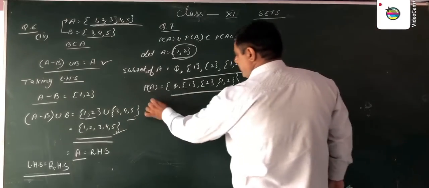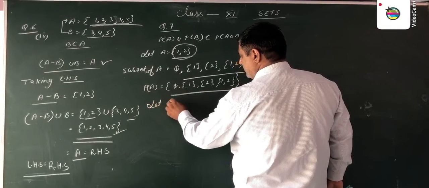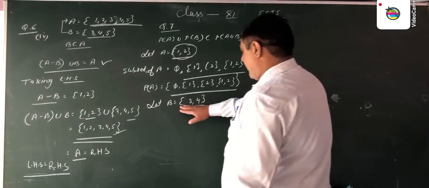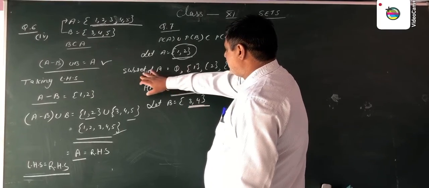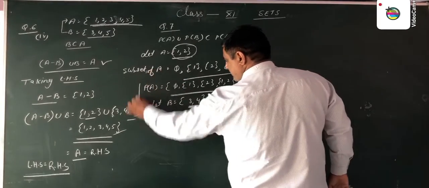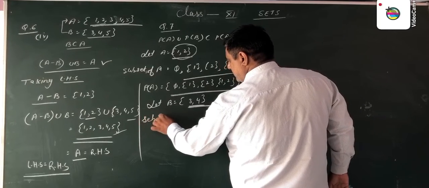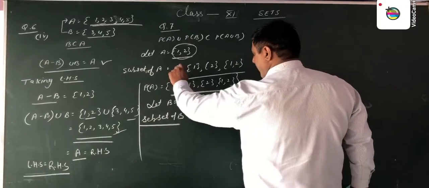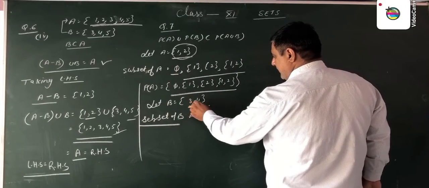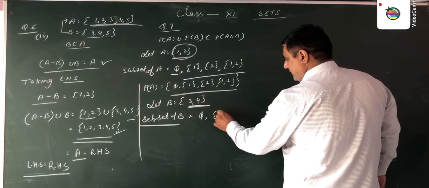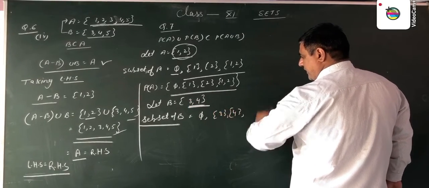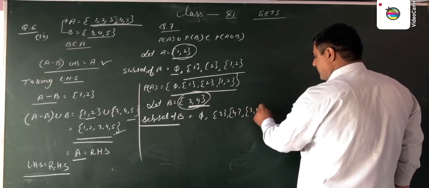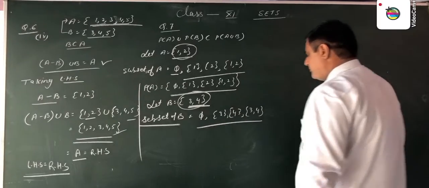Now we take another set. Let us suppose this is the set of elements 3, 4. Now we write the subsets of B. All subsets of B: the first of them is the empty set, after this we write the elements {3} and {4}, and after this B itself is also a subset of this set.